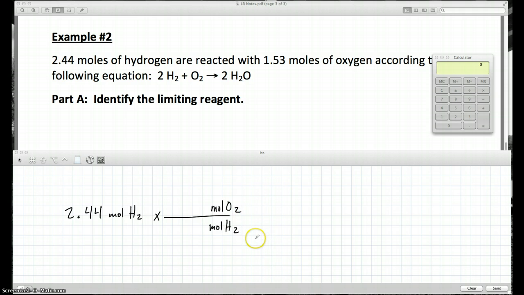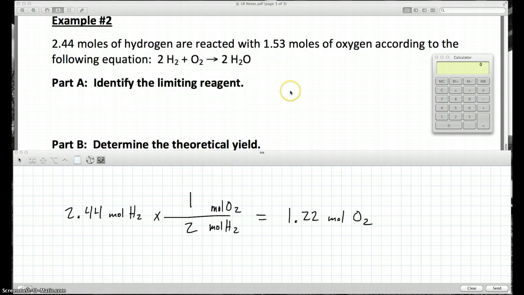Now this should look familiar because we actually did this in part A. So you can just use your answer from part A. You don't have to do this again. I'm going to do it again because I erased it. So moles of O2, that's a 1. H2, up here there's a 2 in front of H2. So I do that math, 2.44 times 1 divided by 2 is, again, 1.22 moles of O2.